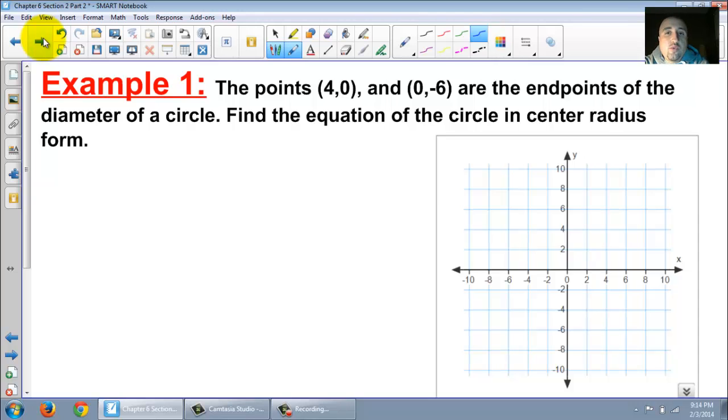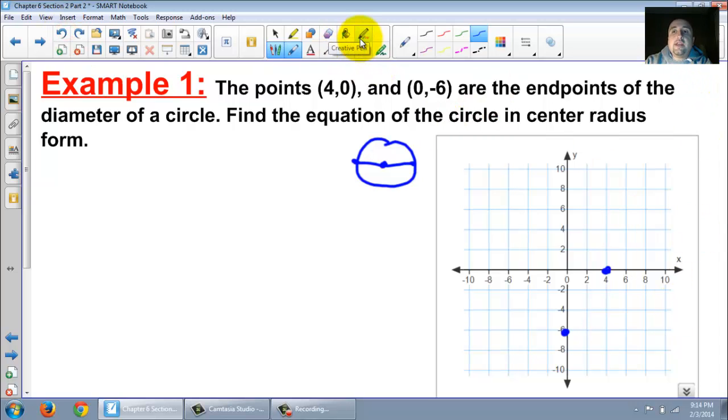Okay, so example number 1 says the points (4, 0), I always like to draw a picture of what I'm looking at, and (0, -6) are the endpoints of the diameter of a circle. So remember that if you have a circle, the diameter is the line that goes from one side of the circle to the other, and it has to go through the center. So it's all the way across. So if I connect these two points, that is the endpoints of the diameter. Okay, so we're going to see what this tells us.